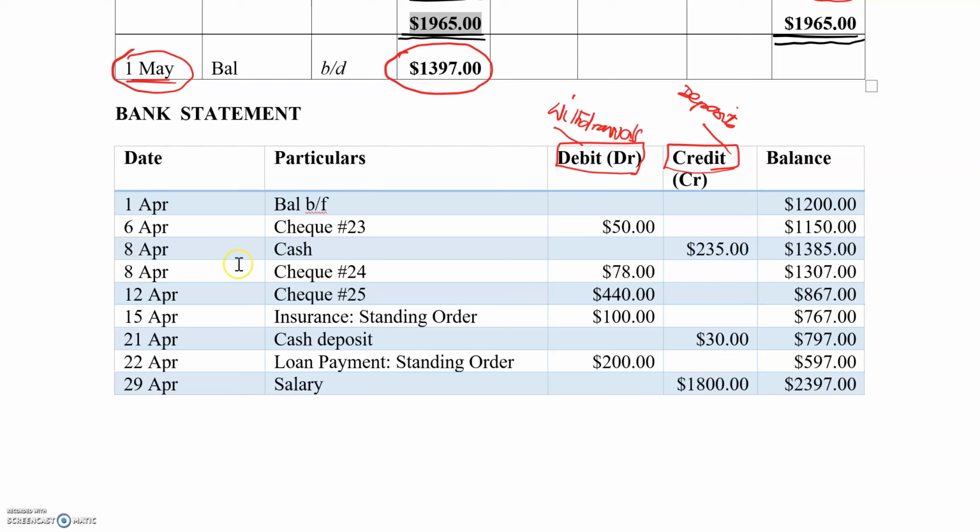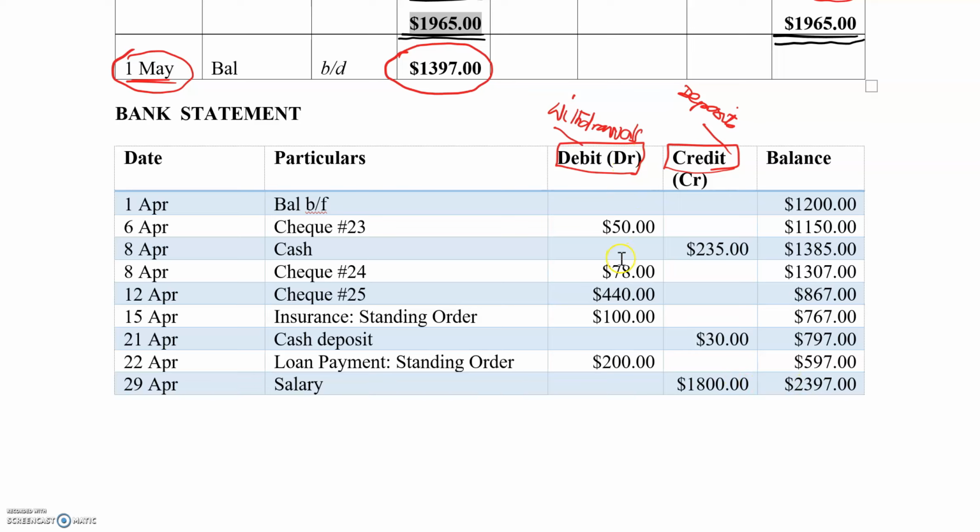On the 8th of April as well, a check was written for $78. On the 12th of April, another check was written for $440. On the 15th of April, there was a standing order for insurance of $100. On the 21st of April, cash was deposited into the account, the sum of $30. On the 22nd of April, a loan payment standing order was deducted or withdrawn of $200. And on the 29th of April, salary of $1,800 was credited to the account.